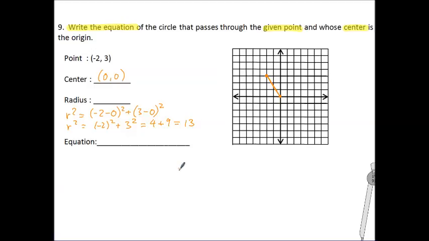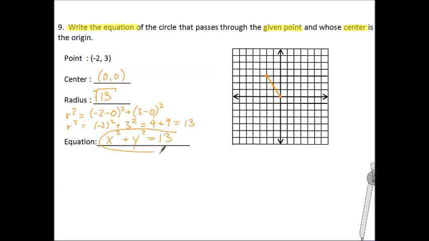R squared is really all we need for the equation of our circle, but since here they asked us for the radius as well, let's just put it down. If r squared is 13, then r is the square root of that, so the square root of 13. The equation of our circle then is x, and nothing being subtracted from it, squared, plus y, and again, nothing being subtracted from our y, squared, is equal to r squared, and that's 13.